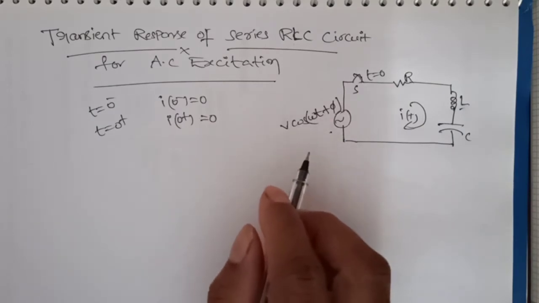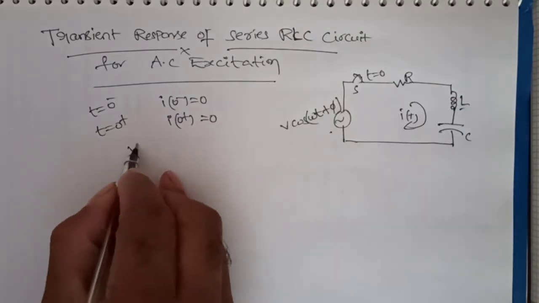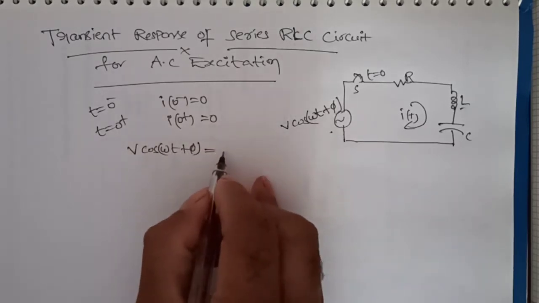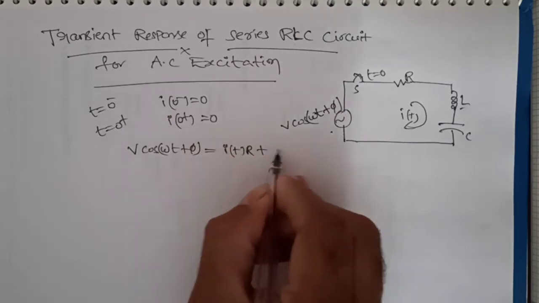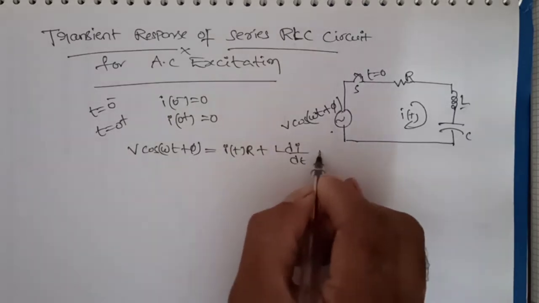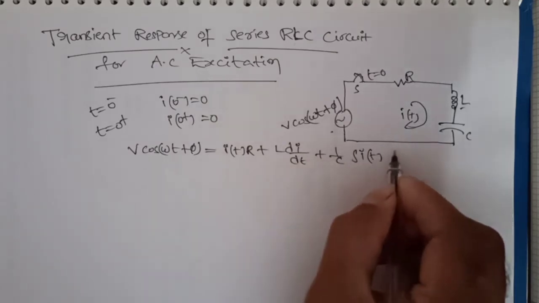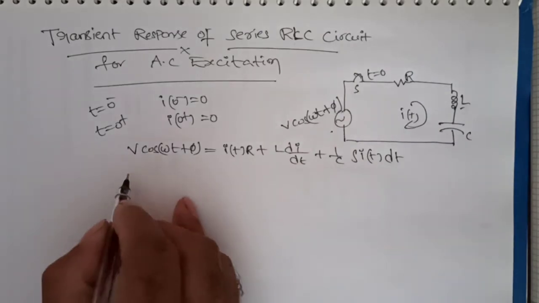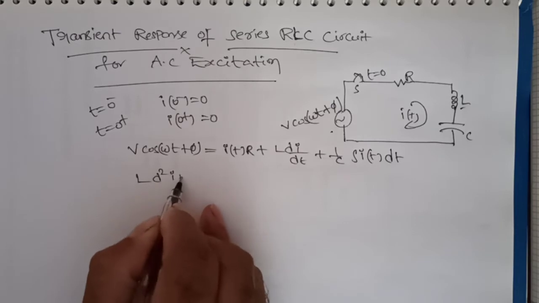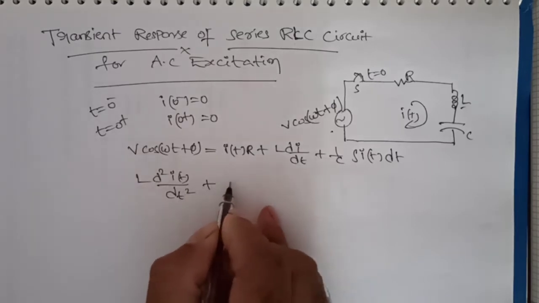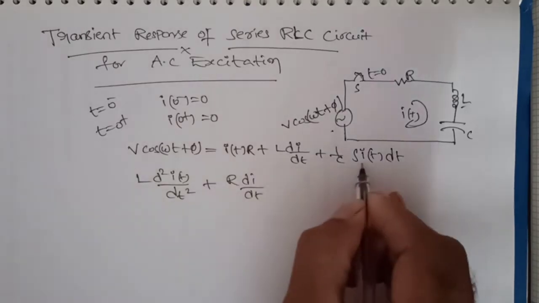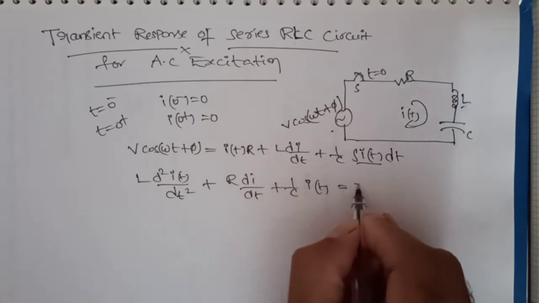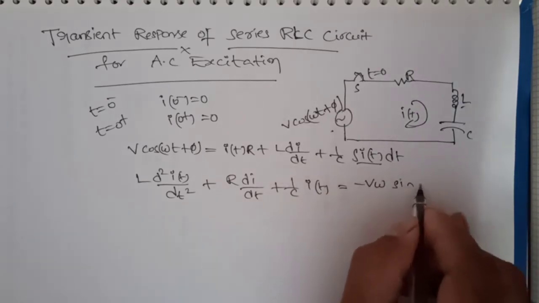Now after the switching action takes place, apply Kirchhoff's voltage law. On the left side we have the voltage source V cos(omega t plus pi), which is equal to I of t into R, the voltage across the resistor, plus L di by dt, the voltage across the inductor, plus 1 by C times the integration of I of t dt, the voltage across the capacitor. Now differentiating the equation with respect to t, to cancel the integration, we get L d square I of t by dt square plus R di of t by dt plus 1 by C into I of t is equal to minus V omega sine(omega t plus pi).